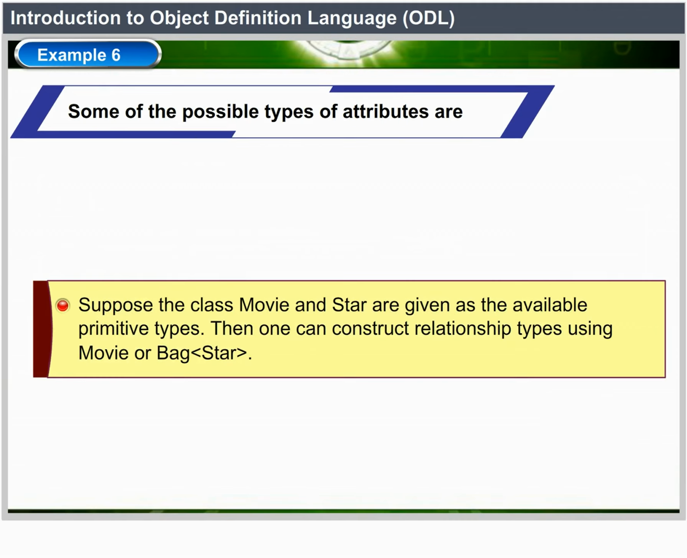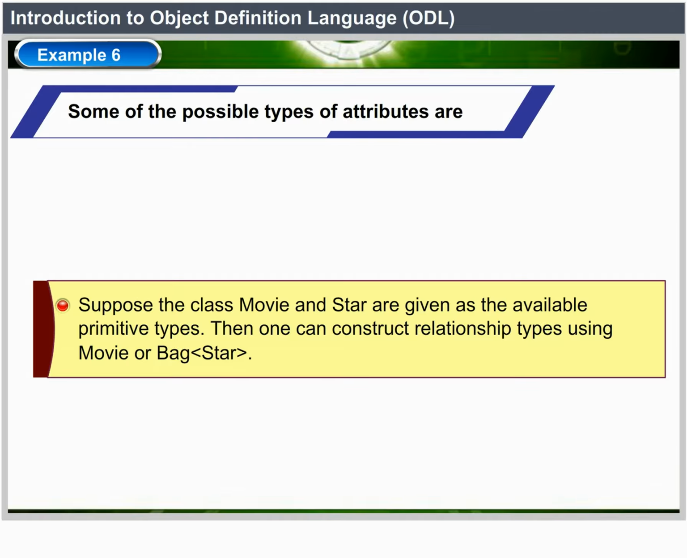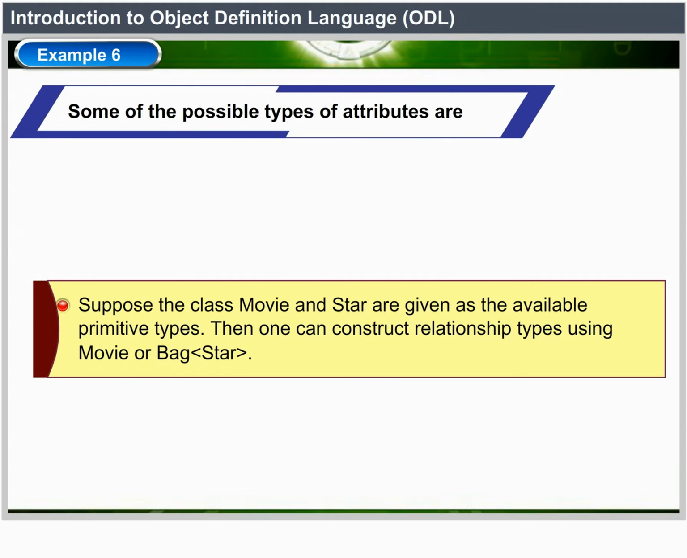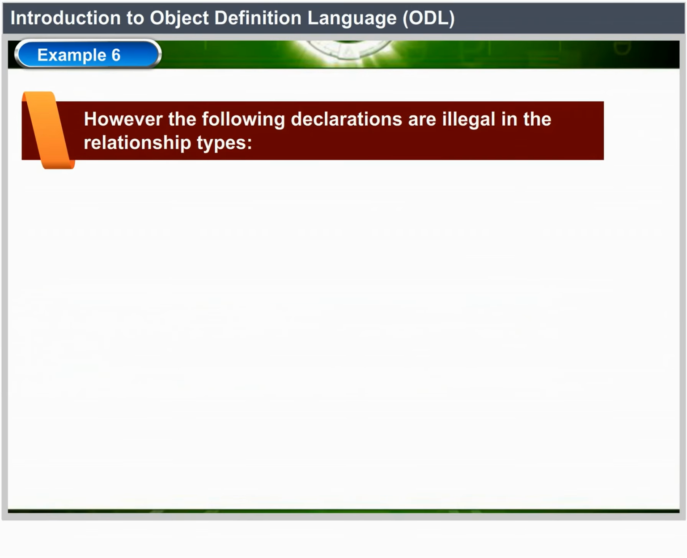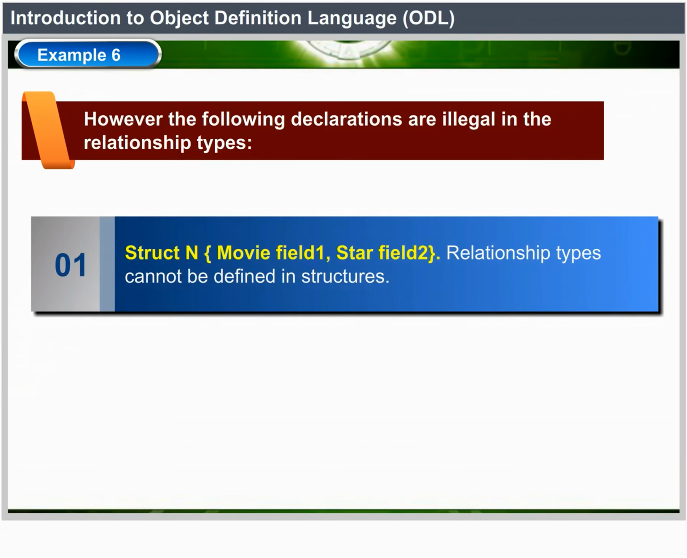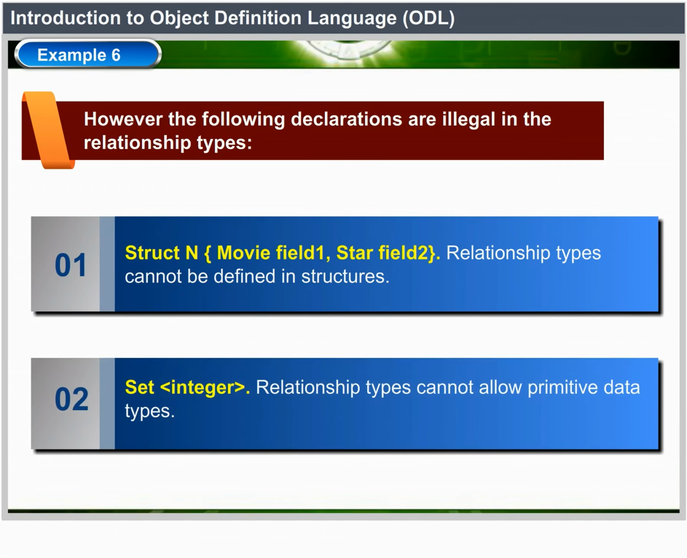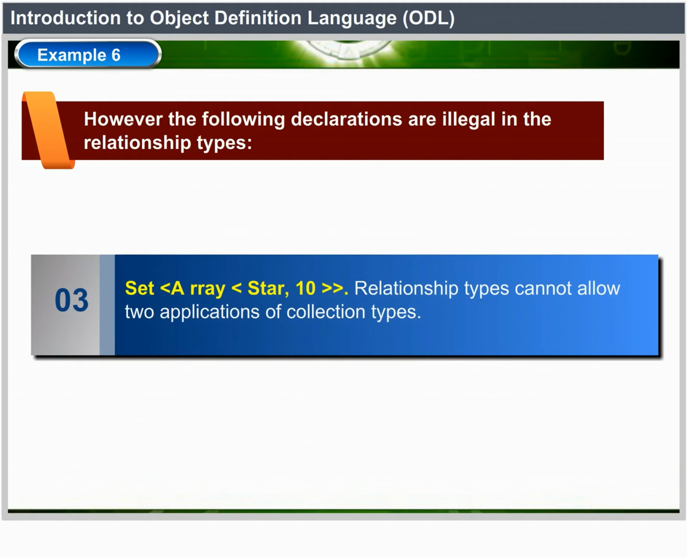Now suppose the class names movie and star are available primitive types, then we may construct relationship types such as movie or bag star. However, the following are illegal as relationship types. Number 1, struct N, movie field 1, star field 2. Relationship types cannot involve structures. Number 2, set integer. Relationship types cannot involve primitive types. Number 3, set array star 10. Relationship types cannot involve two applications of collection type.